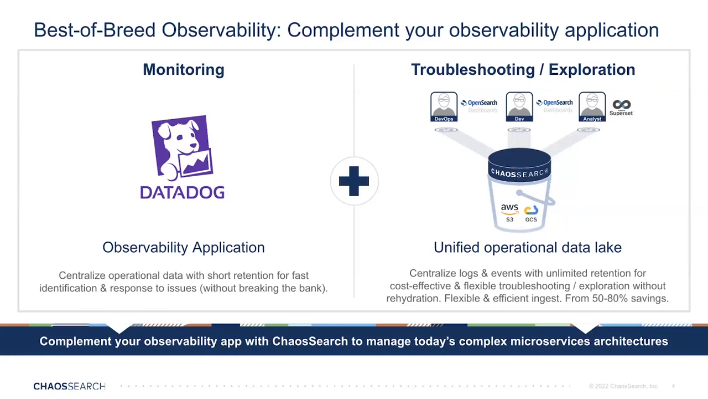Whilst with us, we are built to handle that log and event without retention limits and a fraction of the cost. So together, you can adopt a best-of-breed approach, so you can monitor with Datadog and have unlimited retention with ChaosSearch. So you can have full observability over your microservices architectures at a fraction of the cost.